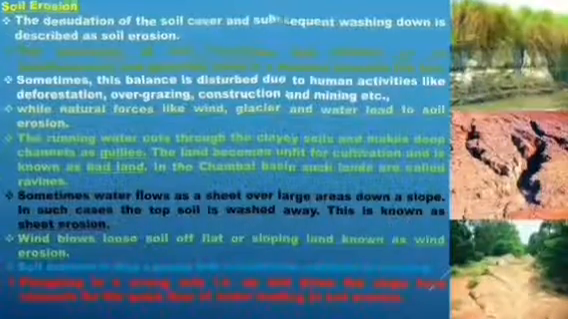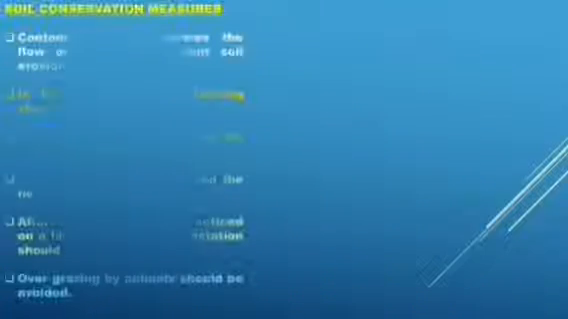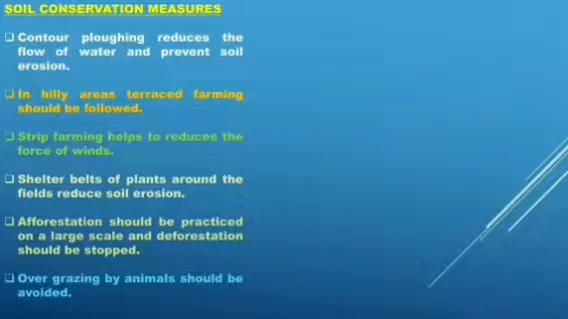And last is soil conservation measures. We can conserve soil by contour plowing. It reduces the flow of water and prevents soil erosion. In hilly areas, terrace farming should be followed. Strip farming helps to reduce the force of the wind. We can form strips or boundaries between the fields through which we can protect the soil from erosion.